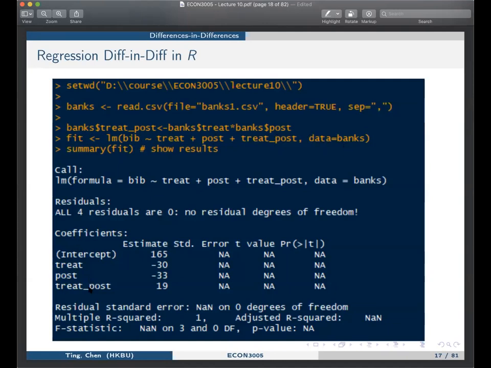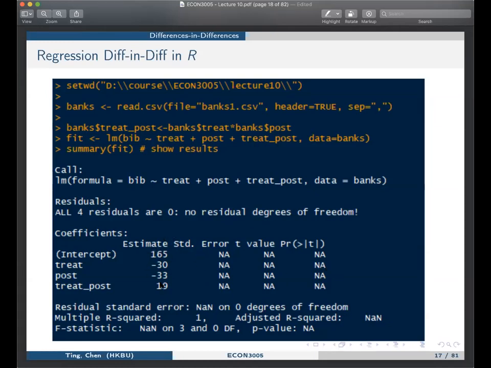This is the outcome. We can see it produced no standard errors, t values or p values for us, because in total we have four data points and we also have four estimates, right? So we have no residuals because we use up all the degrees of freedom. There's no variation on the estimator, so we cannot estimate the standard error, t values, or p value.